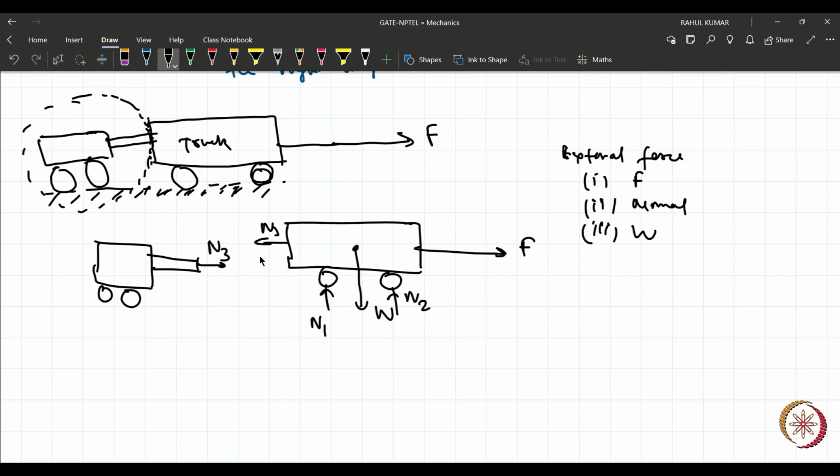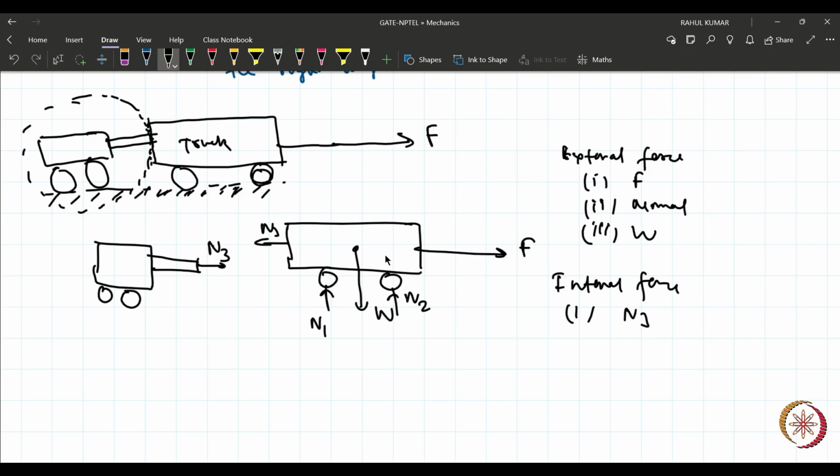Otherwise, if it is not equal, then there will be an acceleration, and I am saying that the system is in equilibrium. That's why these two forces must be equal, and this is what we call an internal force. Here we are considering both the trucks as a single system. Any part of the body can be considered as a single body.